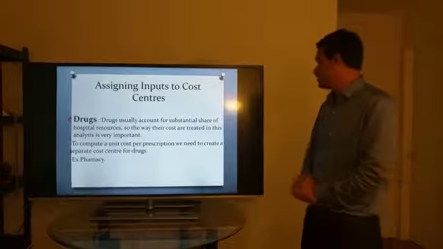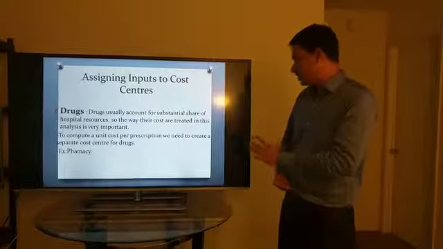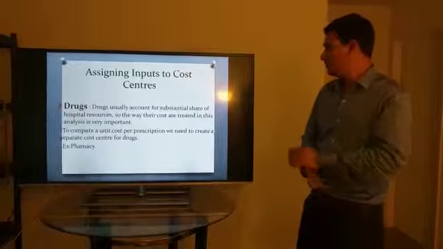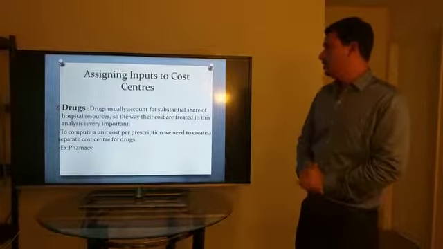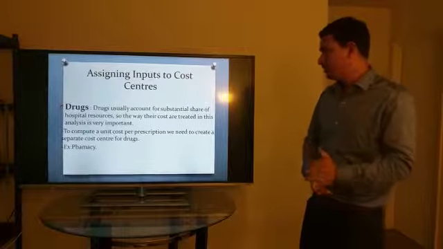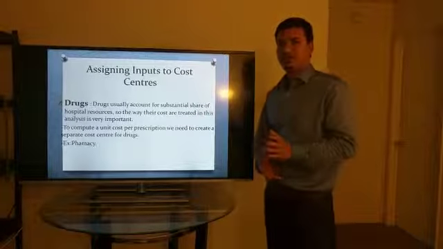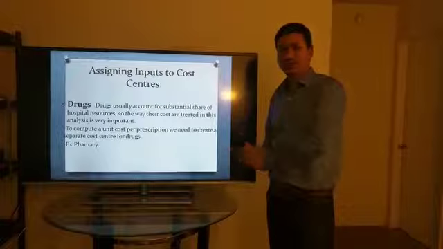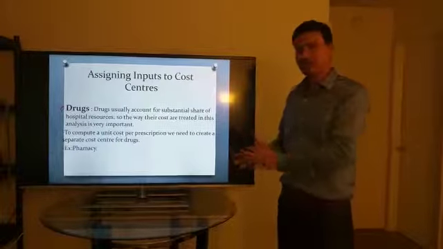Now, assigning inputs to cost centers. We can focus especially on drugs. Drugs usually account for a substantial share of hospital resources, so the way their costs are treated in this analysis is very important. To compute a unit cost per prescription, we need to create a separate cost center for drugs. Usually we see a separate pharmacy assigned with a particular hospital, so this can be treated as a separate segment.